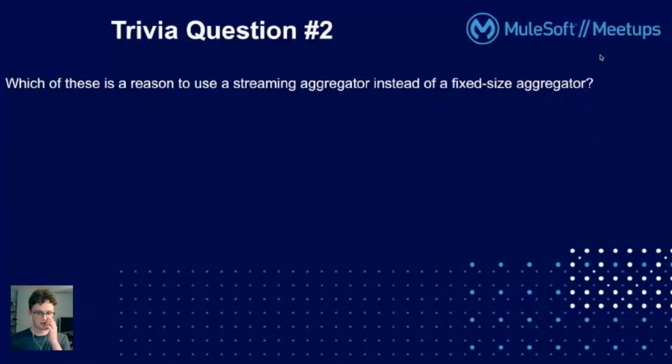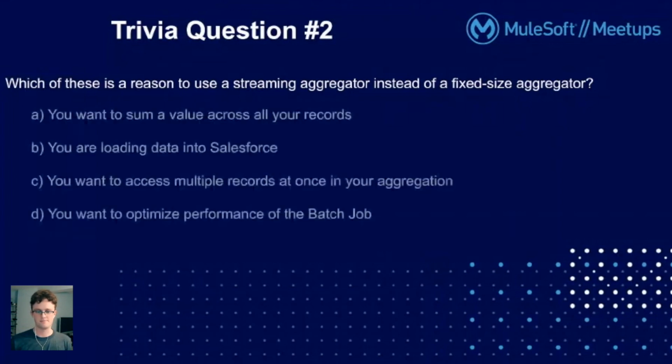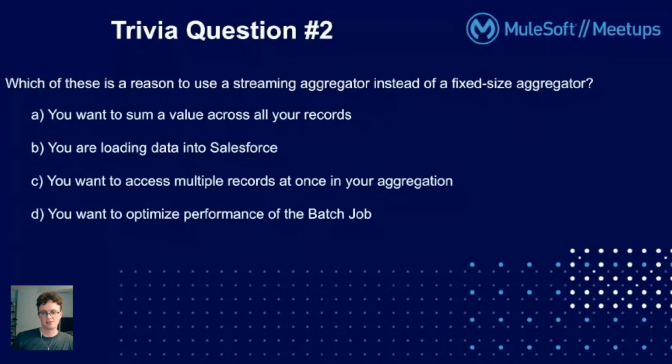Which of these is a reason to use a streaming aggregator instead of a fixed size aggregator? A: You want to sum a value across all your records. B: You're loading data into Salesforce. C: You want to access multiple records at once in your aggregation. D: You want to optimize performance of the batch job.